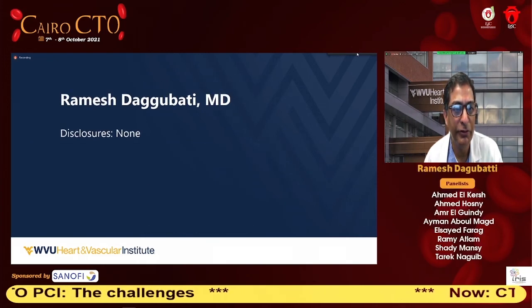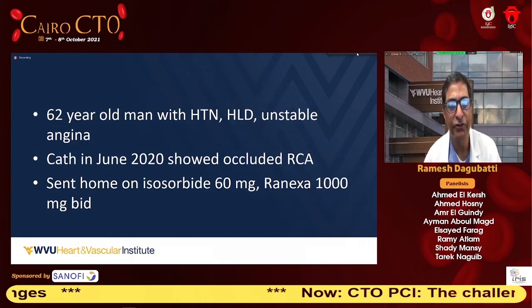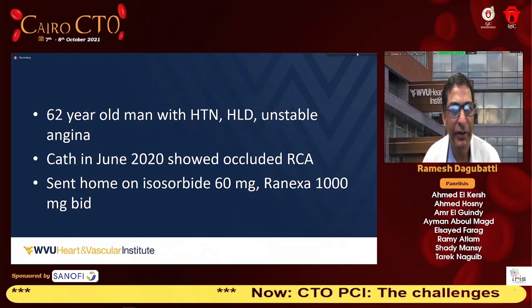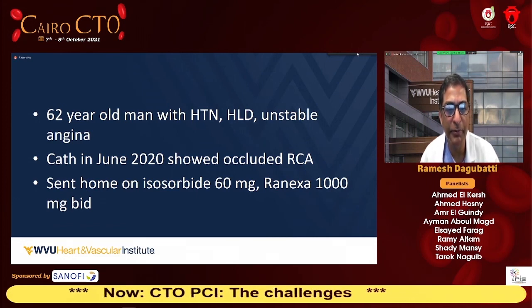So I have no disclosures other than actually some of the slides I'm going to show are from Dr. Brilakis. Here is a 62-year-old man with hypertension, hyperlipidemia, and stable angina. He had a cath in June 2020, which showed an occluded RCA. He was sent home on maximal medical therapy that included beta blockers.